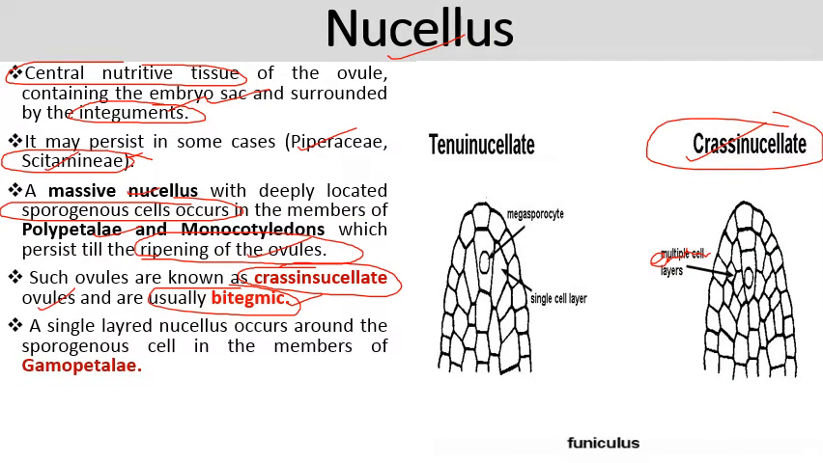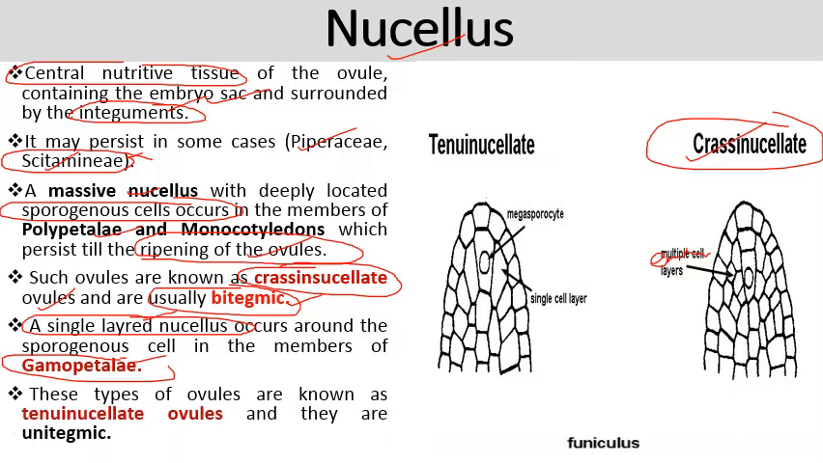Then a single layered nucellus occurs around the sporogenous cells in the members of gamopetalae. जो gamopetalae है, it means which have fused petals. उनमें एक single layer of nucellus present होता है. And these type of ovules are known as tenuinucellate ovules. Tenui means little, and they are unitegmic. और इसमें present होता है single integument.